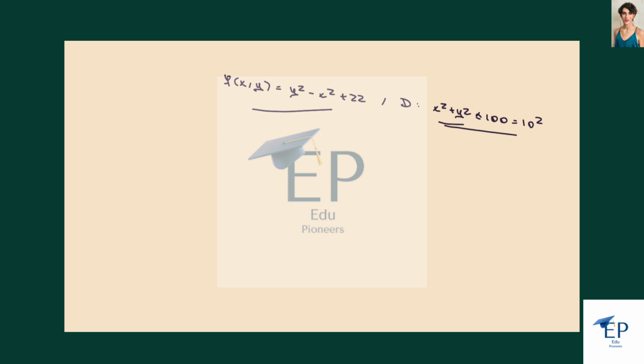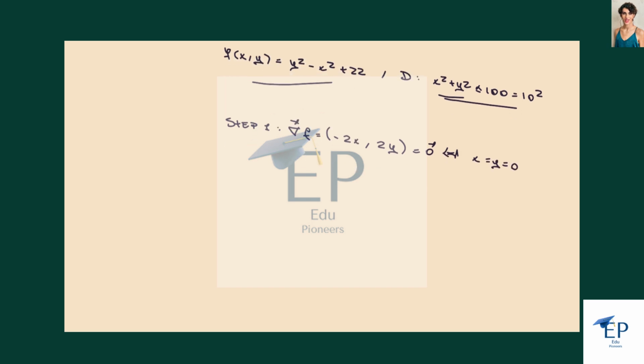on this region? Well, step 1, we find the critical points of f. That is, we are going to compute the gradient of f. Now, the gradient of f is negative 2x, comma, 2y. Perfect. This is equal to the zero vector if and only if x is equal to y equal to 0. So the only critical point of f is the origin 0, 0.